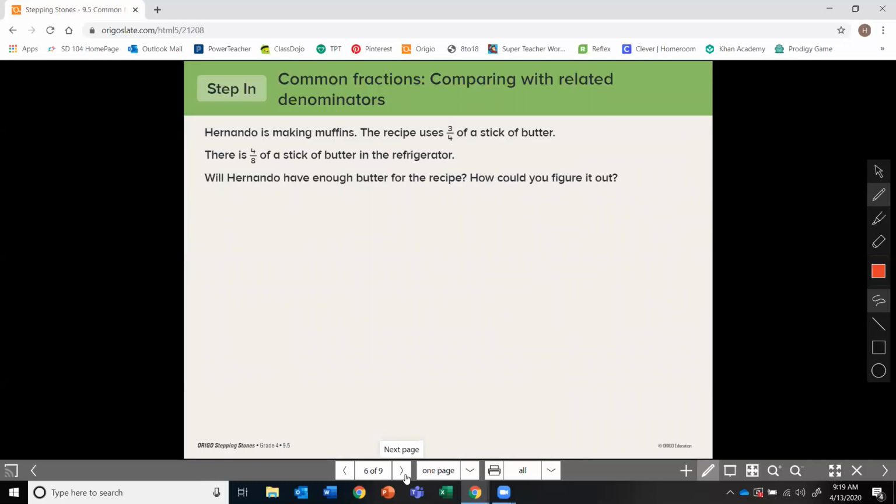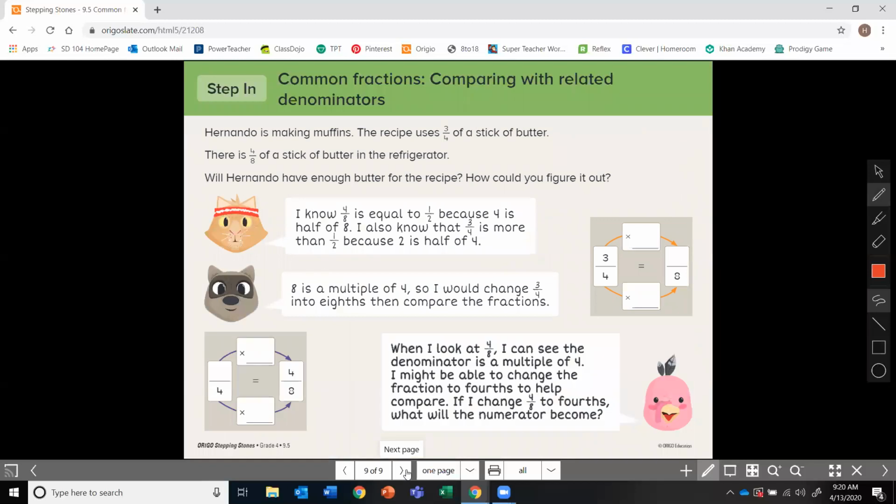Okay, another problem. Let me get it all set up here for us. Hernando is making muffins. The recipe uses 3/4 of a stick of butter.